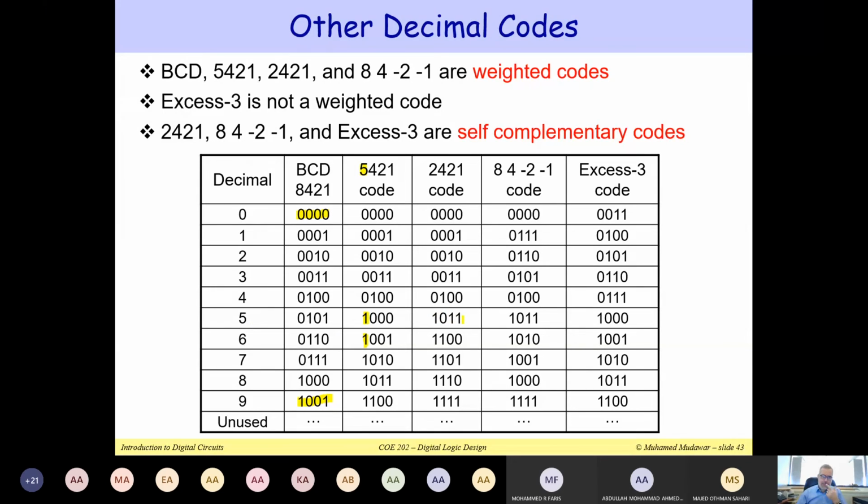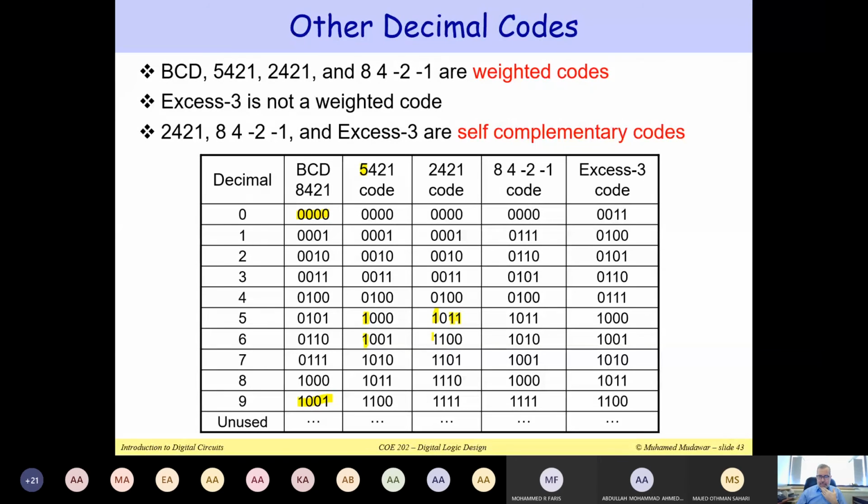as 1011. That's interesting because 1011, if you look at the weights, will be 2 plus 2 plus 1. Again, we did not choose 101 because 101 would also give you 5, but they assign a different code. So 2421 will uniquely assign 1011. So this 1 is 2 plus 1, which will give you the 5.